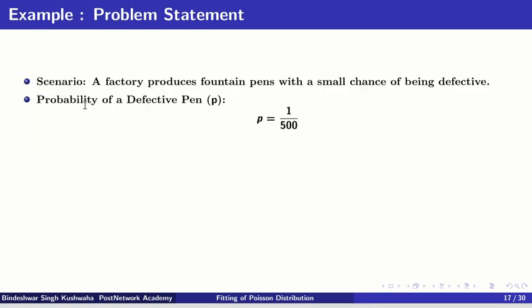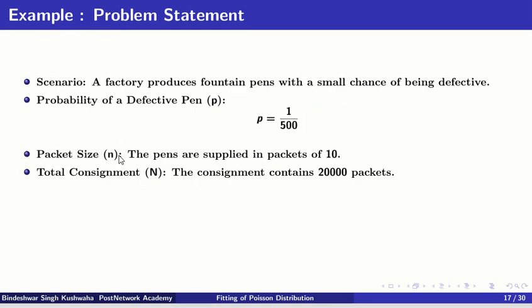Now this is another problem. A factory produces fountain pens with a small chance of being defective, and the probability of a defective pen is 1 upon 500. Let me remind you that in the Poisson distribution, n is very large and p is very small. Always remember. The pens are supplied in packets of 10, and the total consignment N contains 20,000 packets.